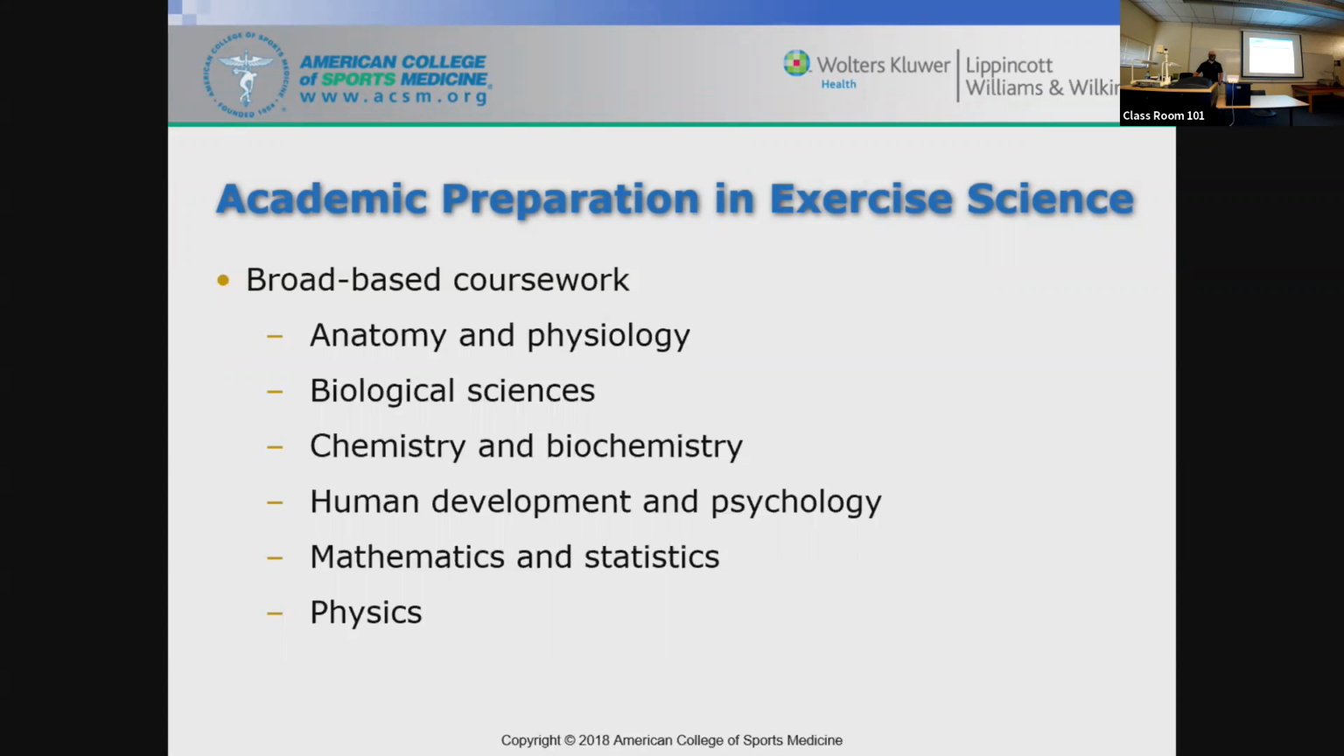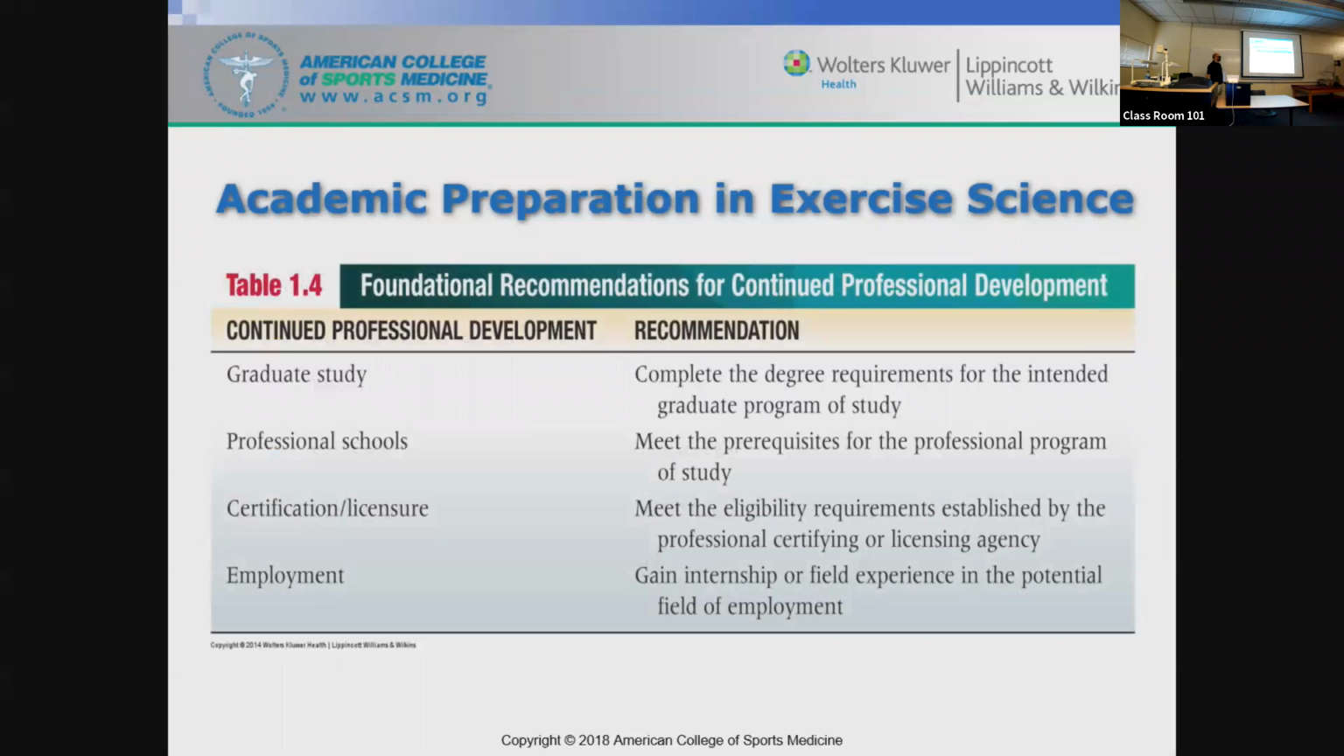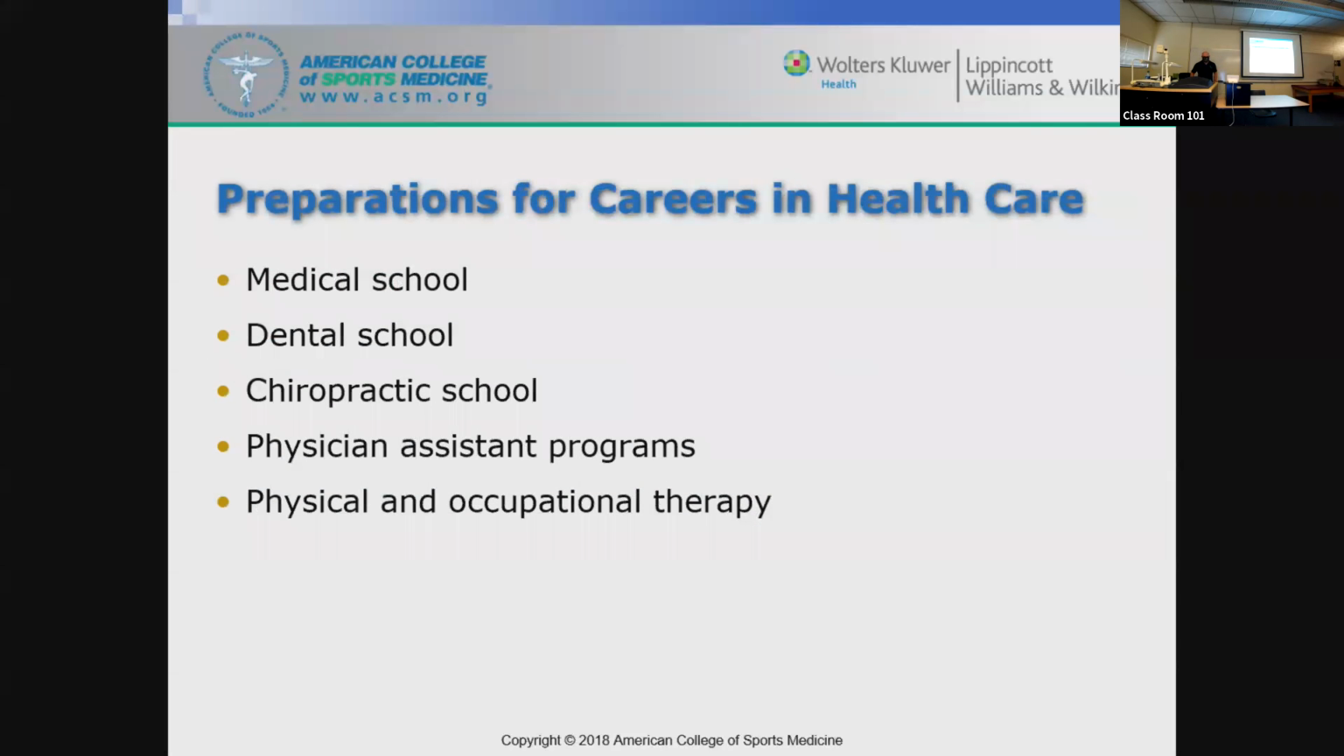You don't necessarily need to be a physics major or have a physics, math minor, or major, but at least a little bit of background knowledge of those areas can certainly help. Then there's the difference between graduate study and professional schools; I won't go into too much detail on that now. Other careers include medical school, dental school, chiropractic medicine, physician assistant programs, and the two big ones, physical and occupational therapy. You could probably even add a third one there now because of athletic training moving to a master's degree, at least in the state of Ohio, and pretty much all around the country.